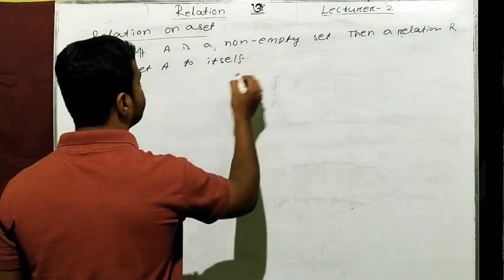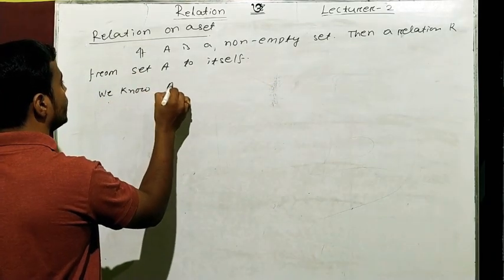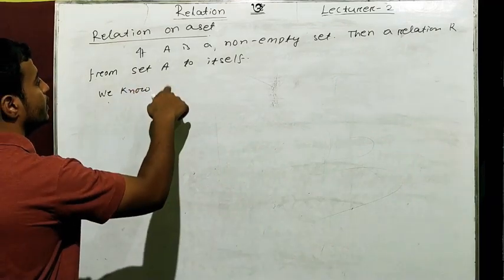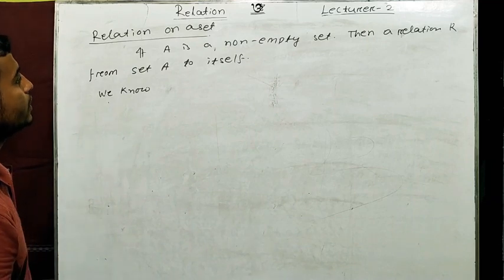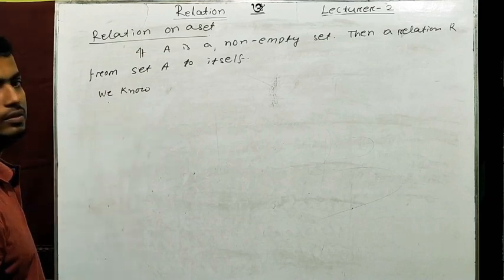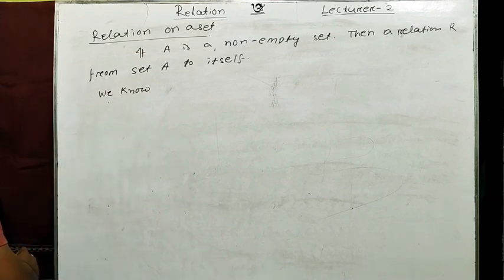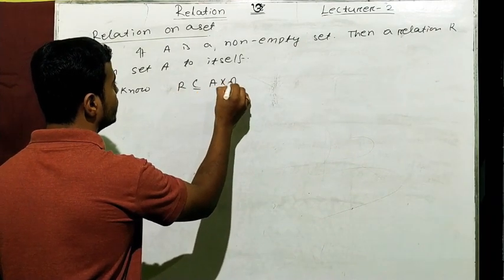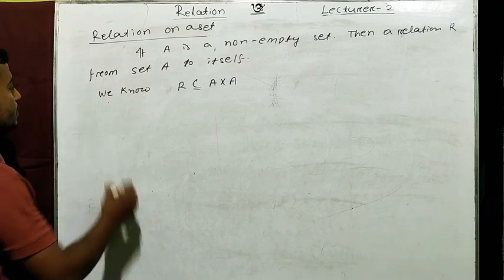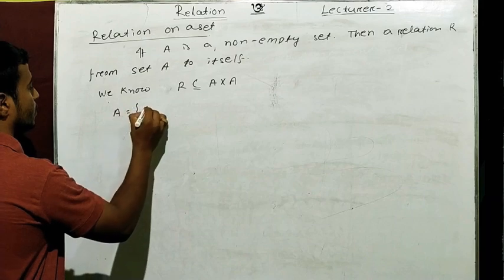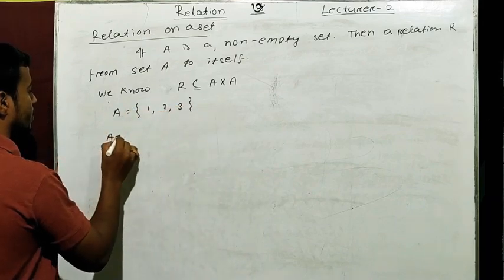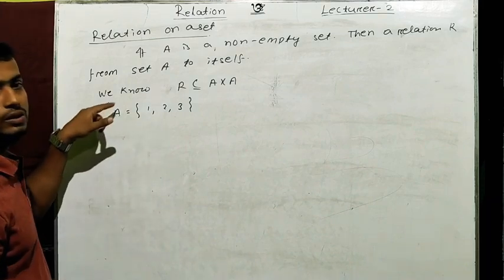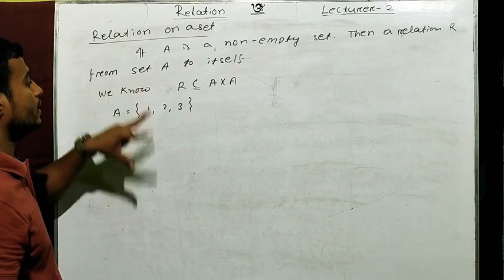So we know the relation from A to itself means A related to A, R is a subset of A cross A, so this is a relation. And this relation is called a binary relation. A is a non-empty set, the relation R from set A to itself, so R is a subset of A cross A. This is called a binary relation. Example, if A equals 1, 2, 3, again A cross A, we can write this Cartesian product, so R is a relation from set A to set A, called a relation on a set or binary relation.